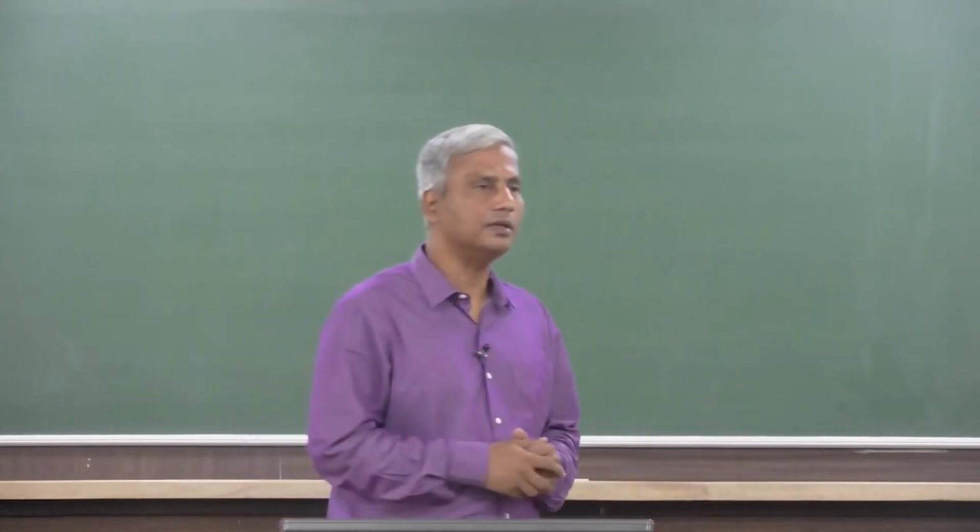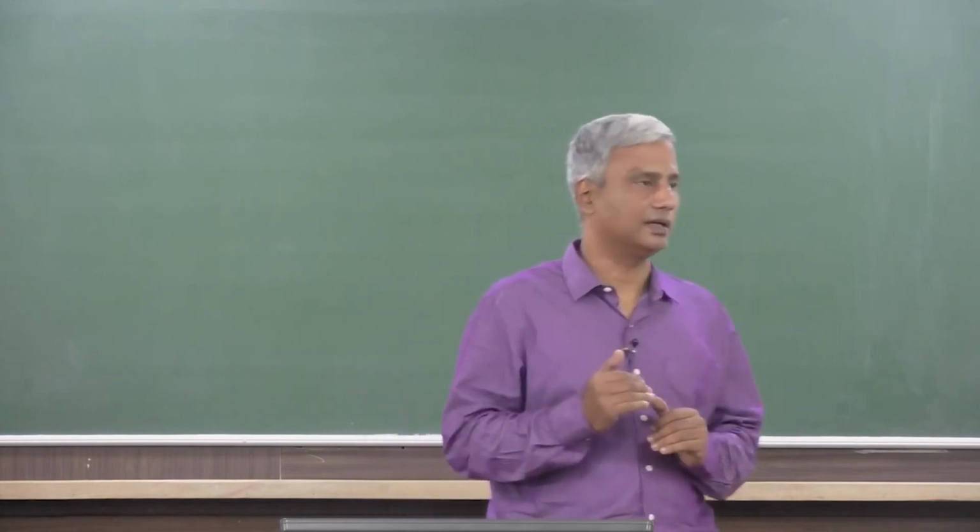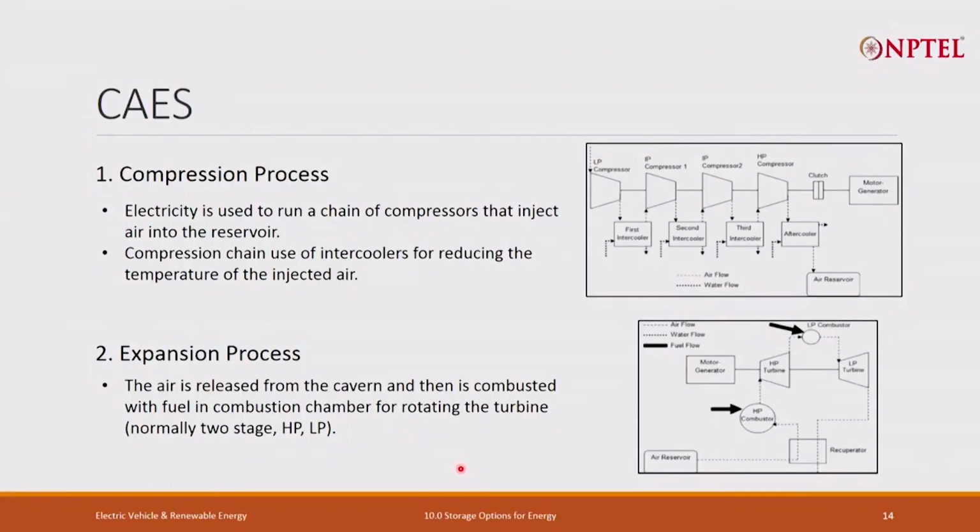During the expansion process, the same compressed air is allowed to expand using the turbine, and by virtue of this the turbine rotates, that rotates the generator, and then you get back the electricity.